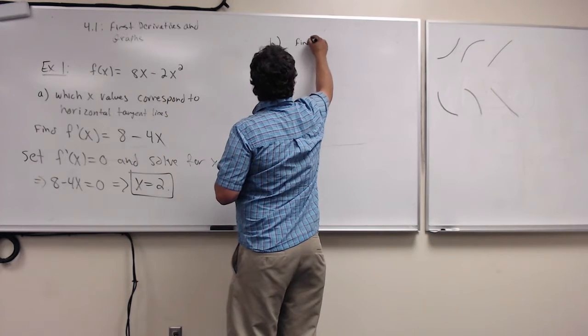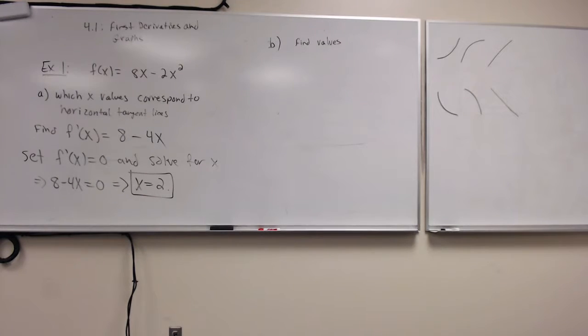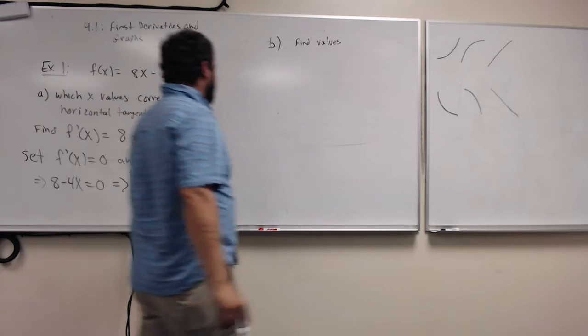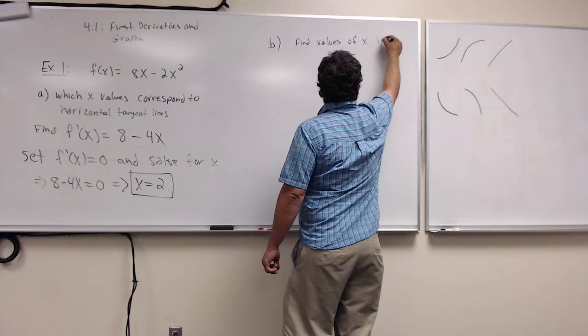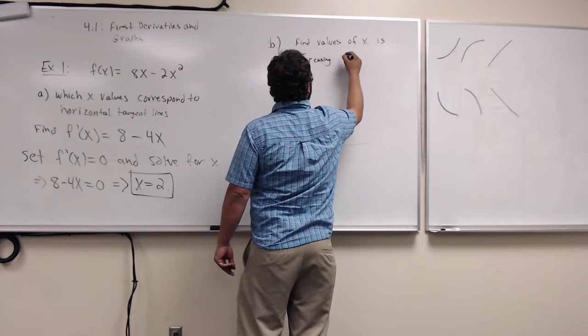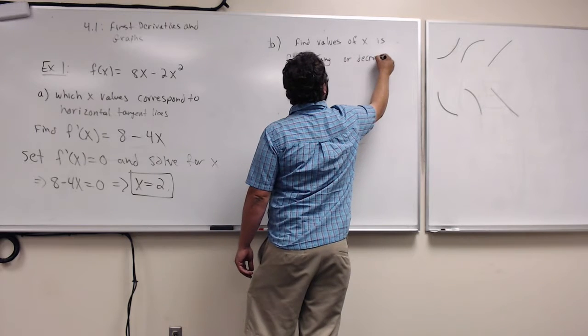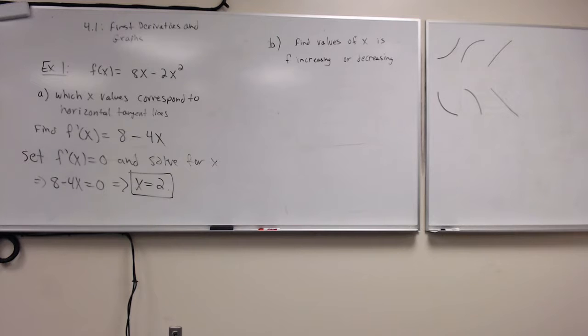All right. Now in part B we're going to find the, does it say values of x or intervals? Values of x. Okay, so for which values of x is f increasing or decreasing? Usually a lot of these functions are continuous. You can draw them without lifting your pencil. So the values of x for which a function is increasing or decreasing are always going to be intervals.